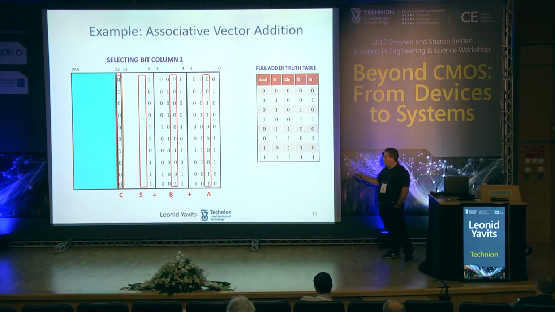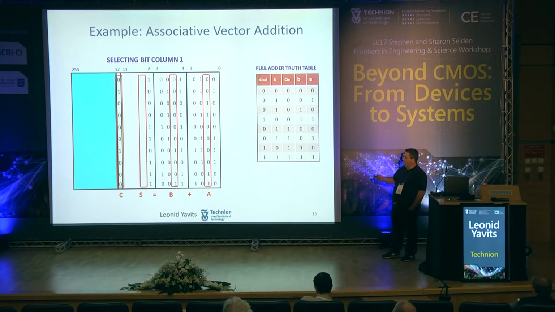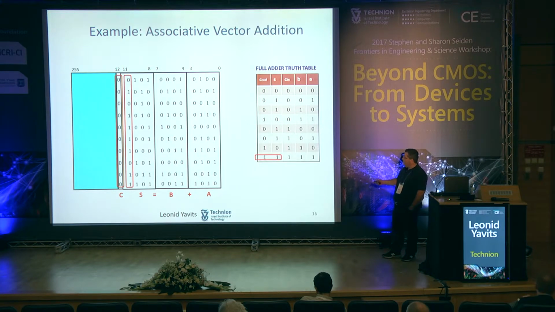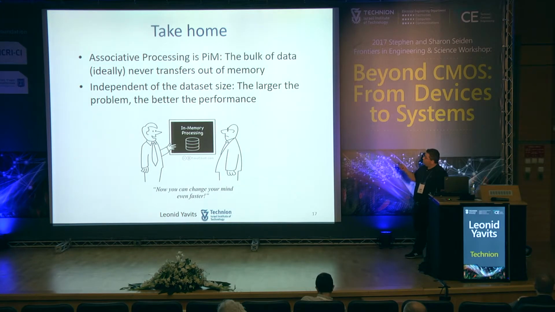After we finish the table, we move to the second bit, meaning bit 1 of A, bit 1 of B, and carry in, which was the carry out of the first stage, and so on and so forth. In the end, we have the complete result stored in the field S, plus the carry out, which is the 5th bit of the result. This is what associative processing does.